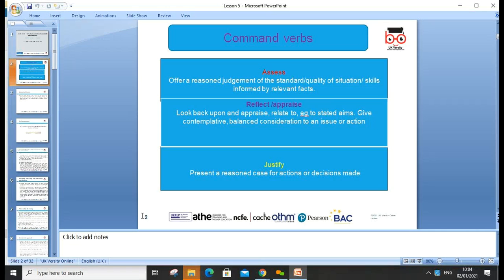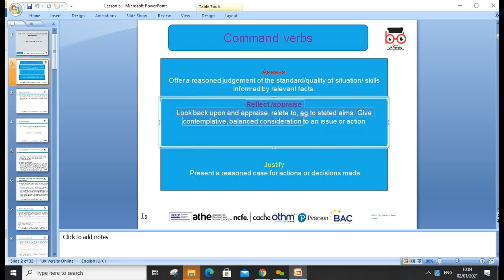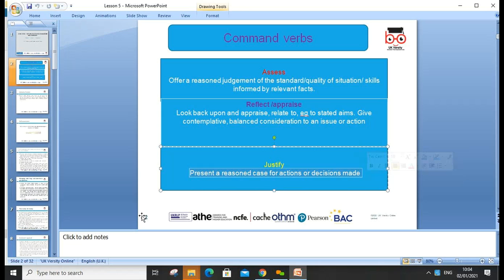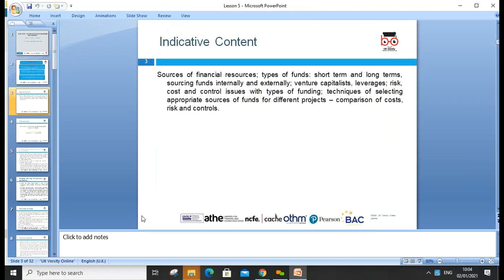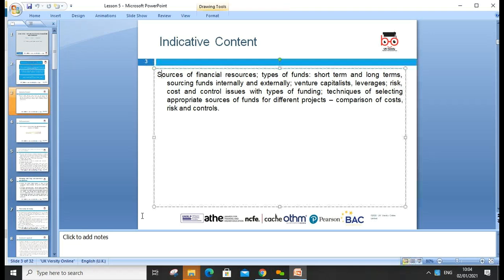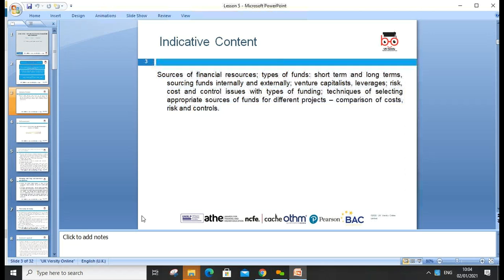Command verb: assess, offer reason, judgment. Then reflect and appraise, which we'll go through. That's the command verb, and justify. If somebody says justify to you, you present a reason, a case for action or decision making. That's the justifier. So these are the key command words we are supposed to know. Today's indicative content is about sources of financial resources, types of funds, short-term, long-term, internal, external, capitalized. This is your lesson.